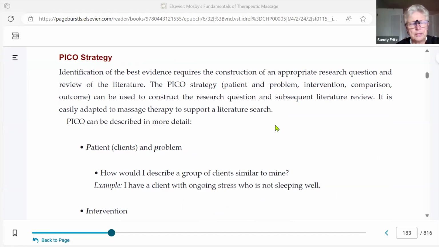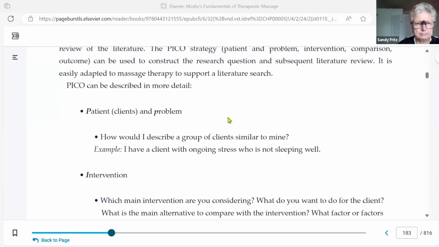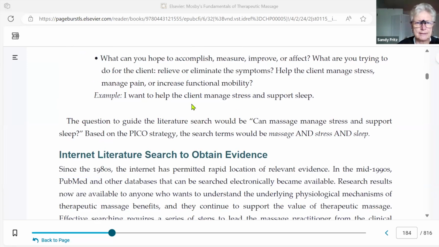A lot of times, with trying to narrow down that research study, an acronym, a PICO strategy, will be used. And that's patient and problem. It doesn't sort of fit with us because we use the word client a lot. But then intervention, comparison, and outcome. It's a way of developing a narrow, concise research topic to put into PubMed. And I gave you an example here.